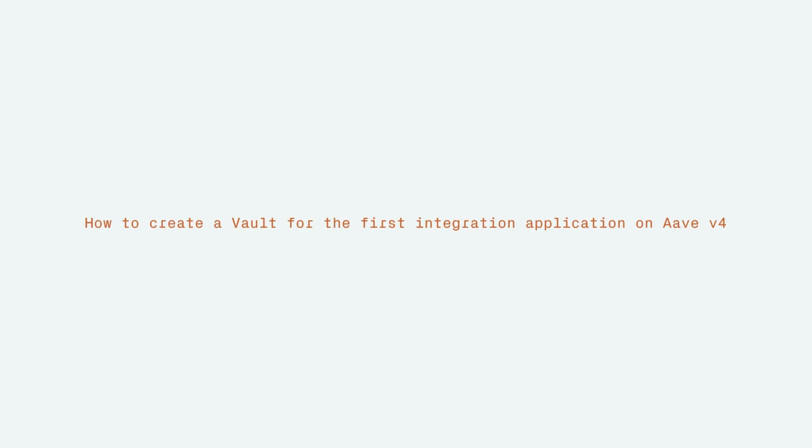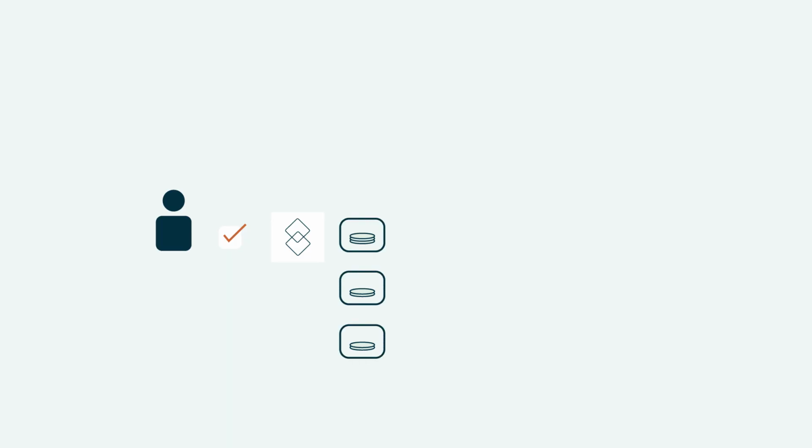Let's unpack how to create a vault for the first integration application on Aave v4. To create a vault, a depositor selects which application to use, decides how to split their BTC across one or more vaults, and locks the BTC into taproot scripts on Bitcoin.